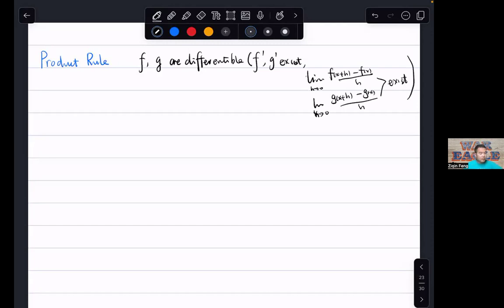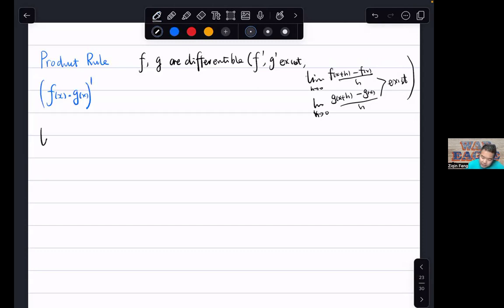And if you have two functions that are differentiable, you can get a new function, which is f of x times g of x. Now you wonder whether this function is differentiable. How do we do that? Let's try to develop a formula here.